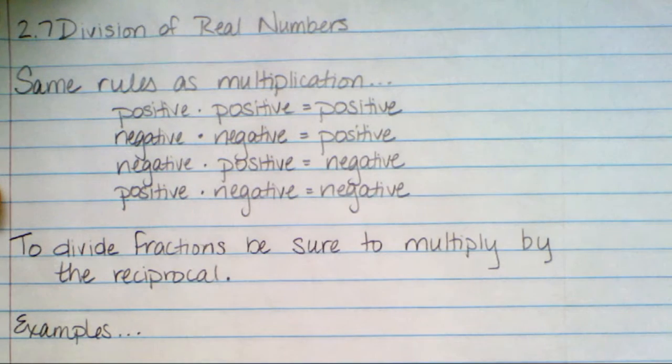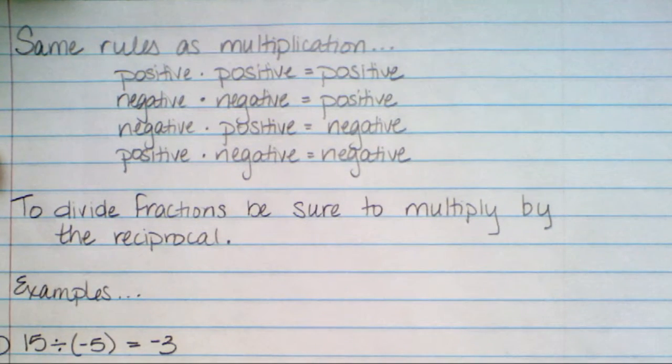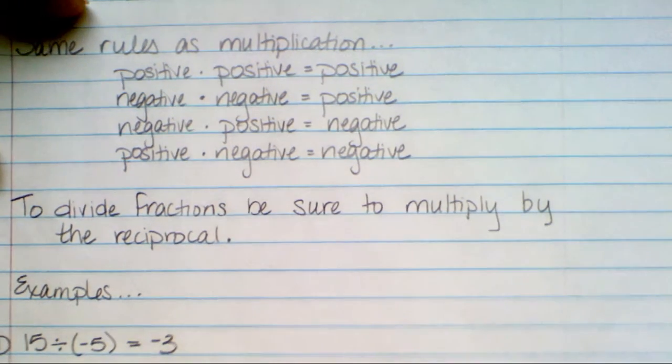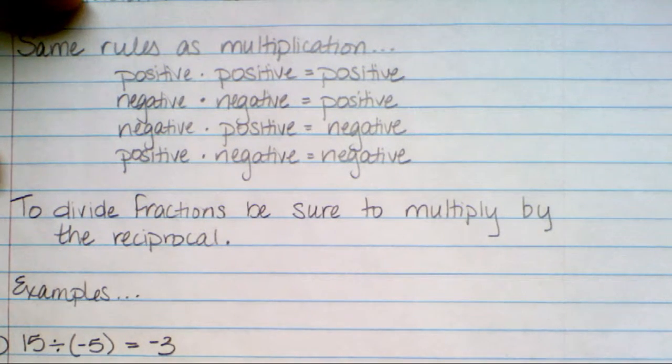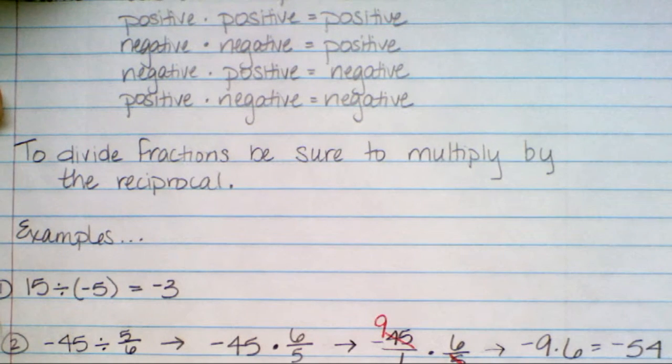So now we're taking a lot of different things that you've learned in the past and combining them into one: positives and negatives and fractions and so on. So we have positive 15 divided by negative 5. Positive divided by a negative is a negative. We take 15 divided by 5 and we get 3. So our answer is negative 3. Example number 2 has a fraction.